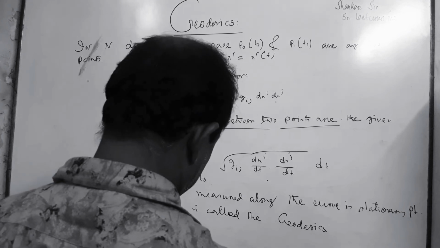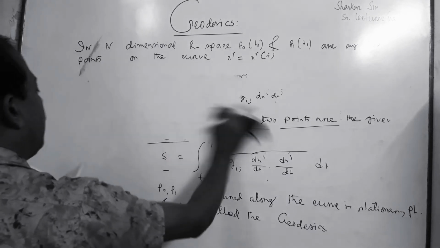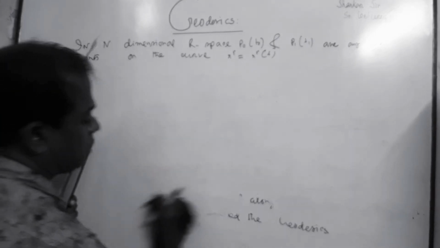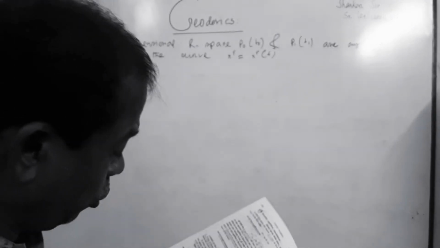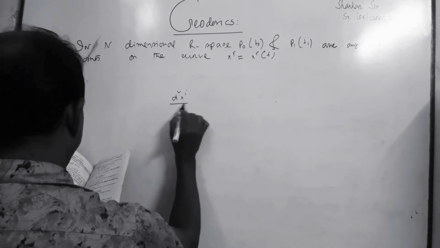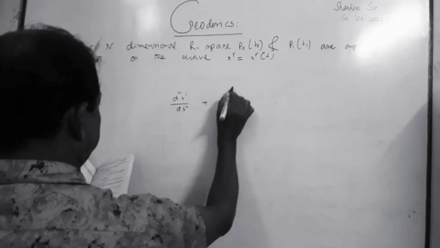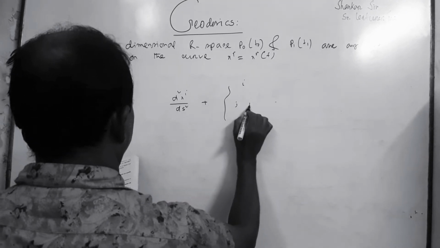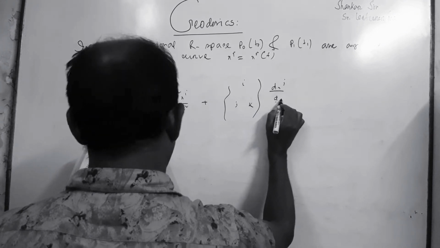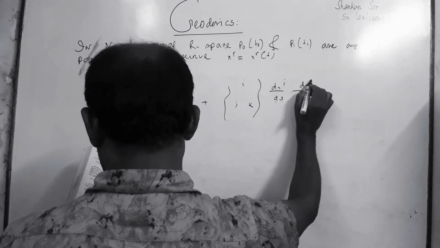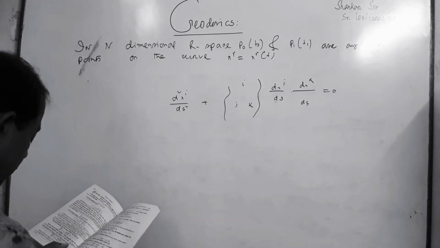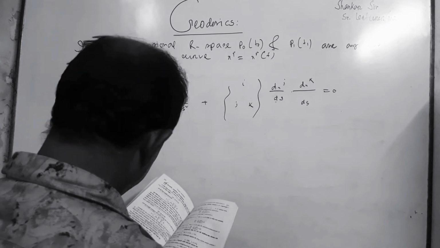The geodesics follow two rules. That's d square xi divided by ds square plus gamma ijk dxj divided by ds into dxk divided by ds equal 0, in the Riemann space.